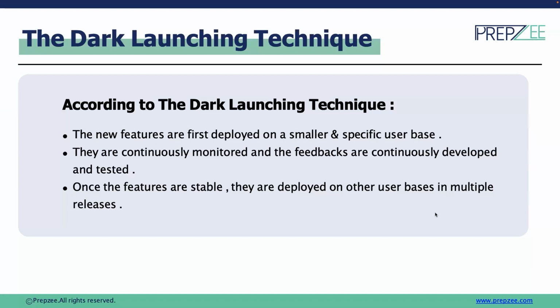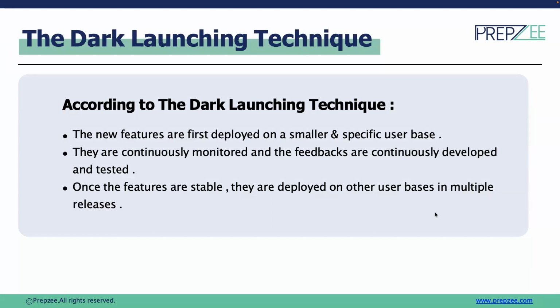According to the dark launching technique, all the features are first introduced to a smaller user base, because if a feature is not going to be liked by the masses, then we don't want to upset our main user base. If a small user base is upset, that's okay, we can ignore that. But if 70 to 80 or 90% of the user base gets upset with one specific feature or application, then that is not the good user experience that we want our end users to have.